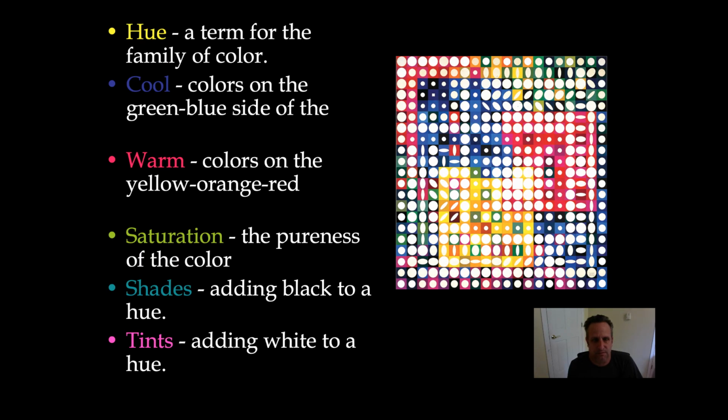Here we have some terms. I think it's important that artists use a proper vocabulary when they're discussing art. Hue is really about the families of colors like reds and greens and blues and yellows. Cool, warm, we've talked about that. Saturation is the pureness of color. And when you add black and white, you water down that saturation by either creating shades with black and tints with white.